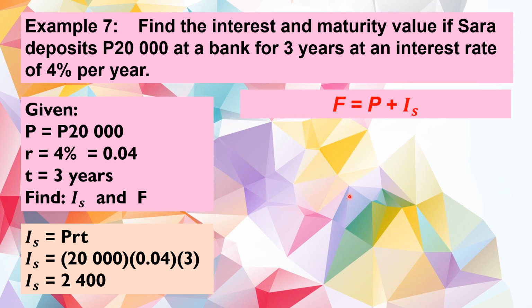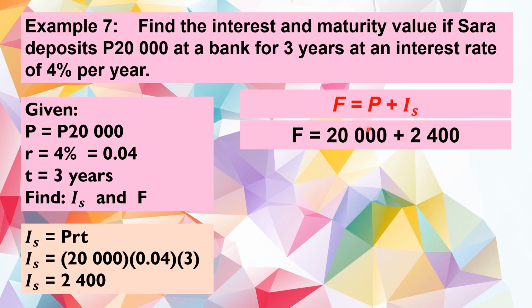So, for maturity value, we can use this formula. Future value or maturity value is equal to principal plus interest. Since ito ang gagamitin natin, since meron naman na tayong P at yung interest. So, substituting now, P is equal to 20,000 plus yung ating interest, which is 2,400. So, simplifying this, F now is equal to 22,400.